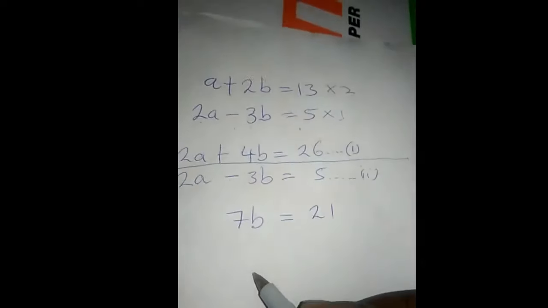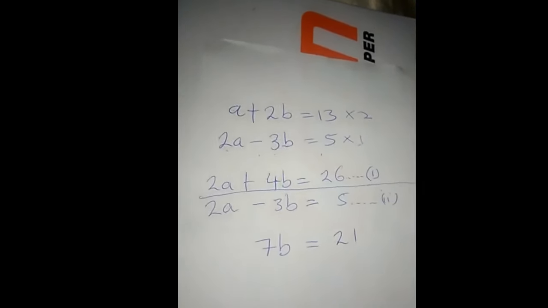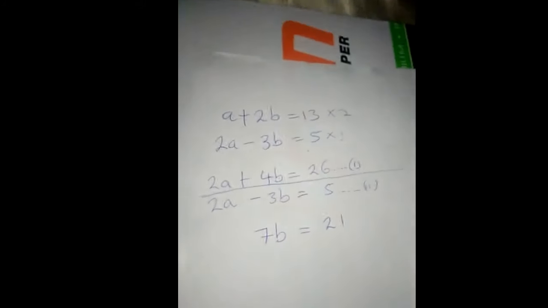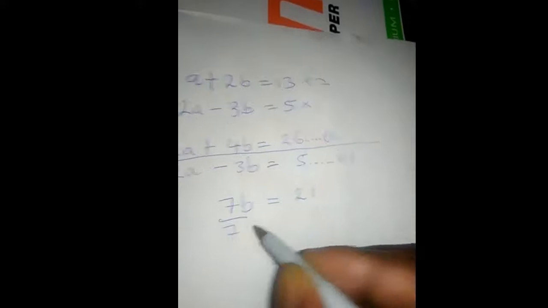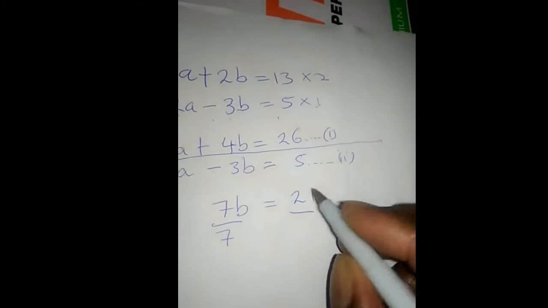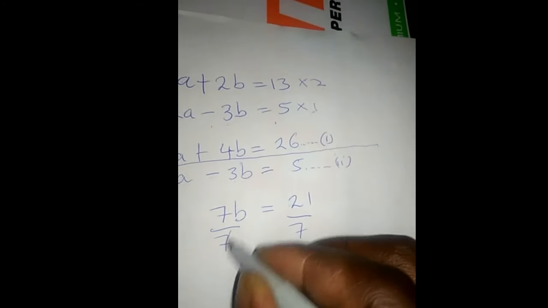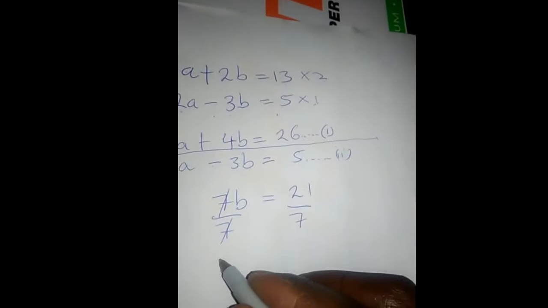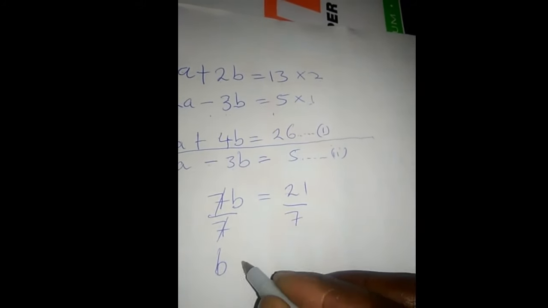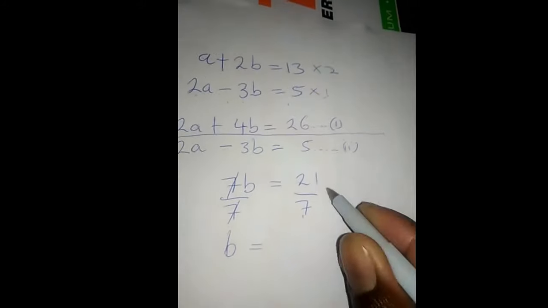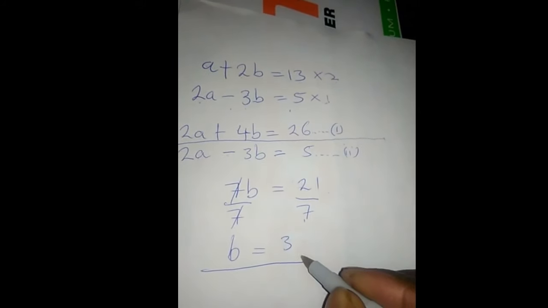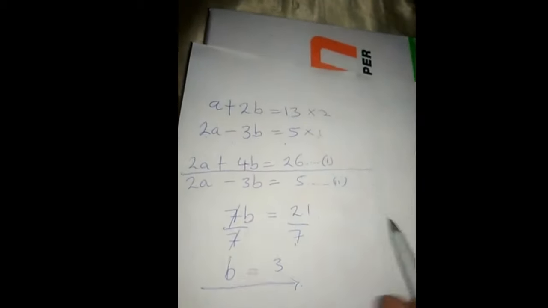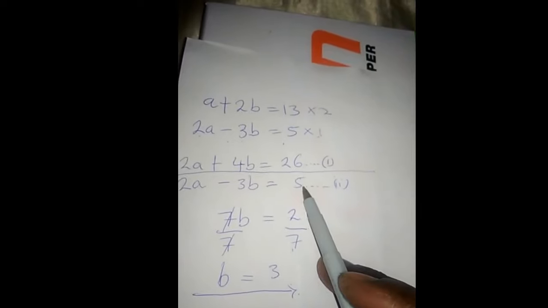So we want to find the value of b, so we divide both sides by 7. 7 into 7 will remain with b, equals 7 into 21, that's 3. So now we have found the value of b. Now we want to find the value of a.